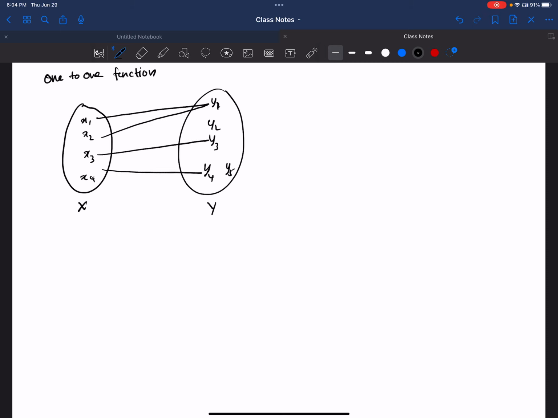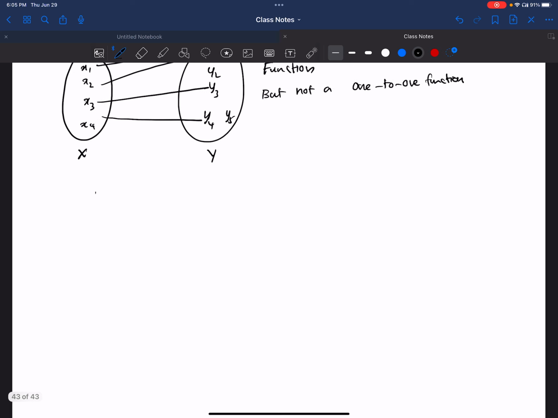So this is a function, but it's not a one-to-one function. Now, a one-to-one function is a special function because each element in the domain should map to one element in the codomain, and each element in the codomain should match to the same element in the domain.